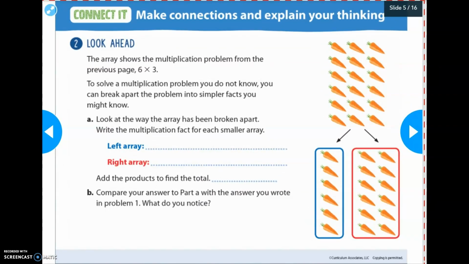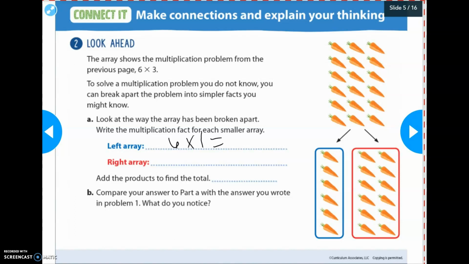Then on number 2, it shows us that here's some carrots. And it says you can make those an array. So they took the carrots and they went 6 down and 3 across, just like we did with our picture. And it says, solve a multiplication problem you do not know. You can break it apart. So instead of doing 6 times 3, maybe you want to break it apart into 2 smaller arrays. So the first array is 6 times 1.